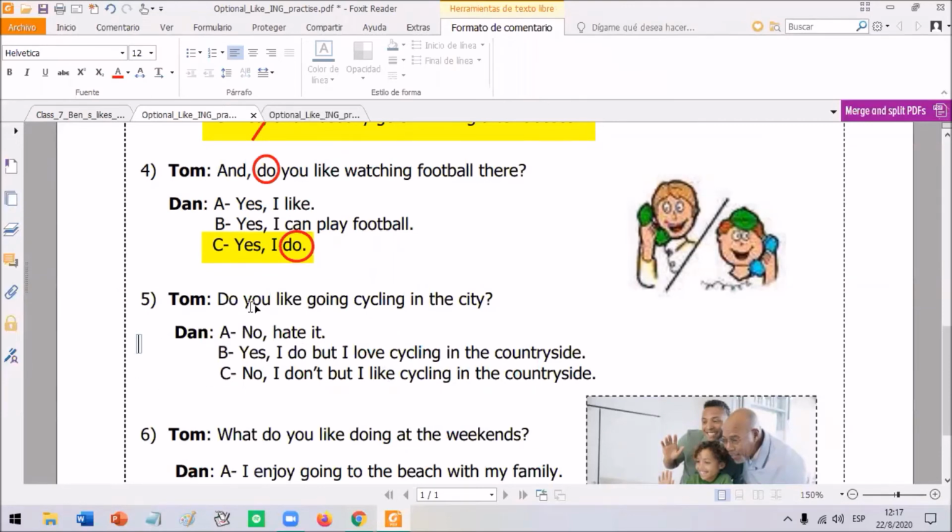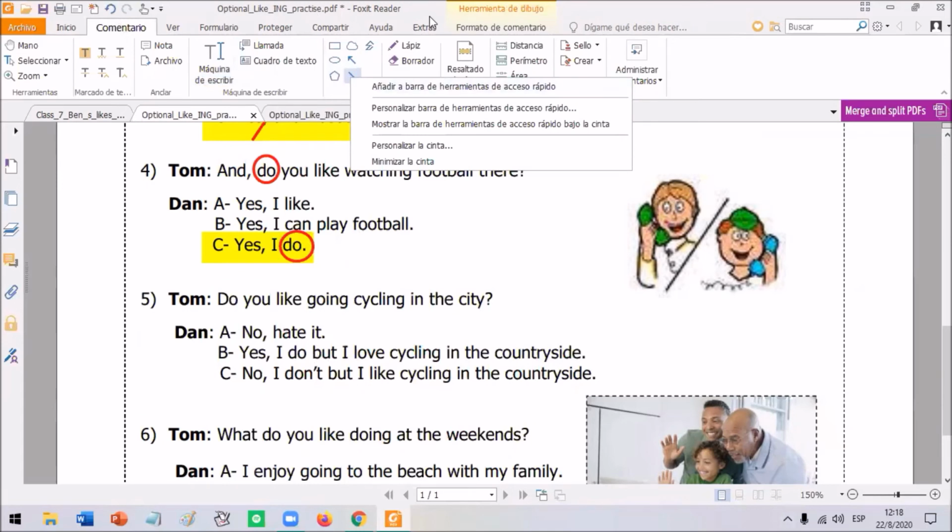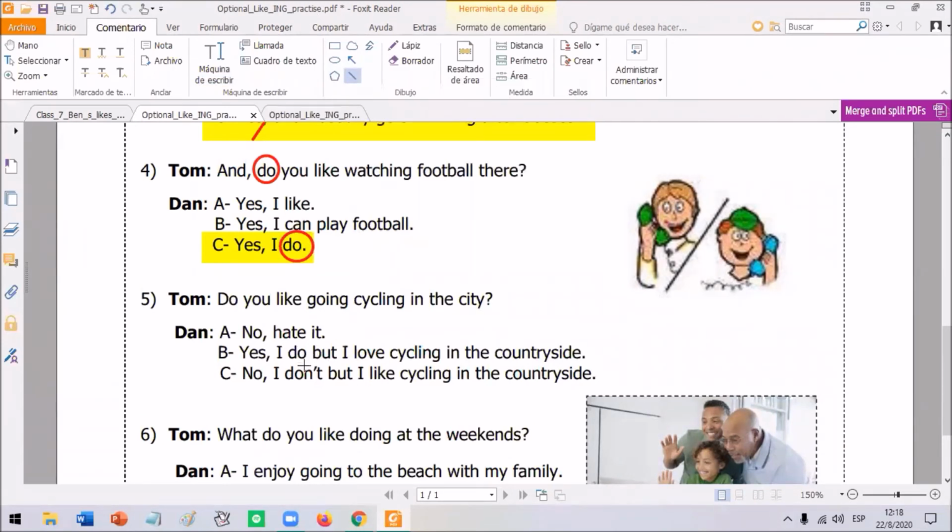Y a ver las otras dos. Fíjense la pregunta. Do you like going cycling in the city? Pregunta por la acción de ir a andar en bici y en la ciudad. A ver las últimas dos respuestas. Yes, I do, but I love cycling in the countryside. No, I don't, but I like cycling in the countryside. Ok, la segunda parte de la oración, la de but, es igual. Pero en un caso está respondiendo. Fíjense, en la primera parte. Yes, I do. Y en el otro caso, no, I don't. ¿Verdad? En uno dice que sí, en otro que no.